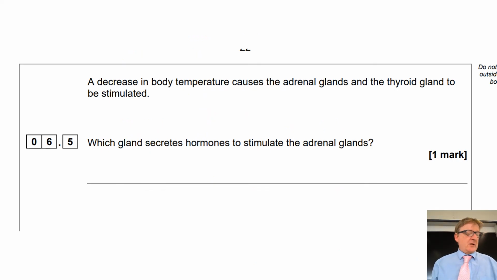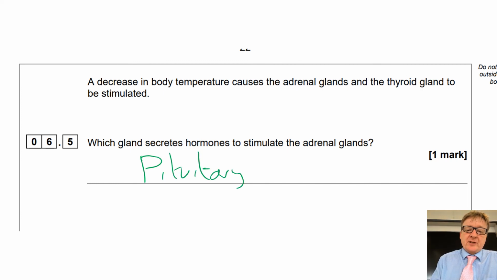6.5. Which gland secretes hormones to stimulate the adrenal glands? Okay, so a decrease in body temperature causes the adrenal gland and the thyroid gland to be stimulated, right? There can only be one gland that does that. Pituitary gland, okay, that's the master gland in the brain.